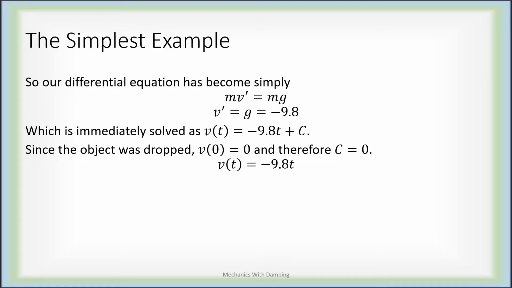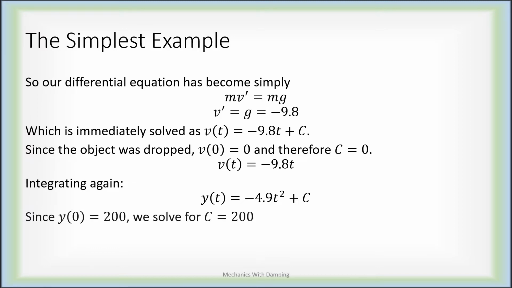Now that we know v of t is a nice explicit negative 9.8 t, we can integrate again to recover that y of t is negative 4.9 t squared plus some other constant. And we have initial conditions to find this constant as well. At time 0, we were at a height of 200 meters. So we just solved that if I plug in t equals 0, then y should be 200, and that immediately gives us that this constant c is just 200. So here is our function. Our height at time t is given by negative 4.9 t squared plus 200.